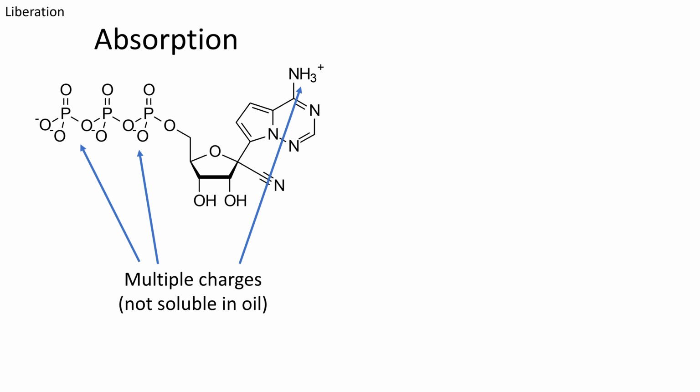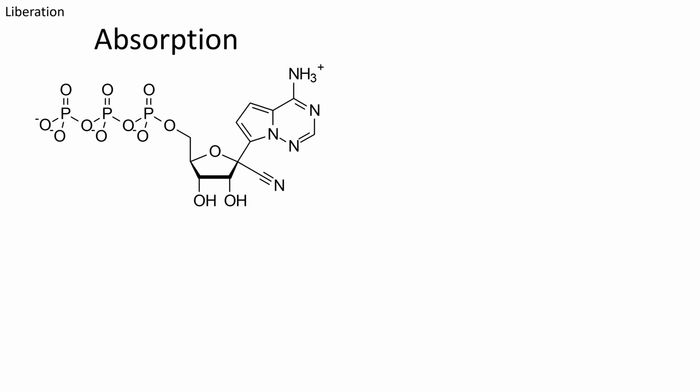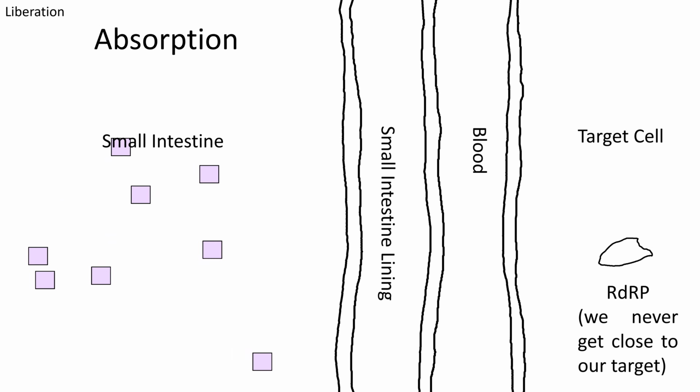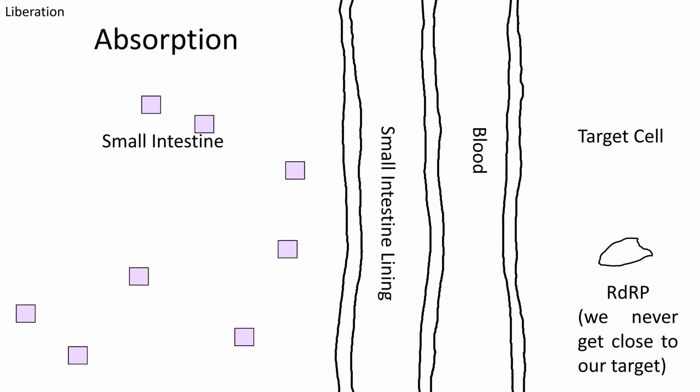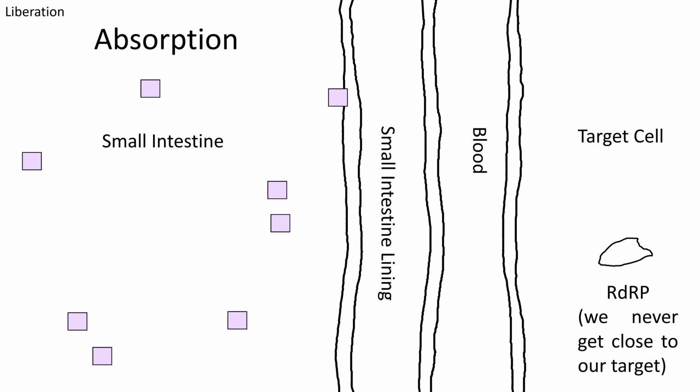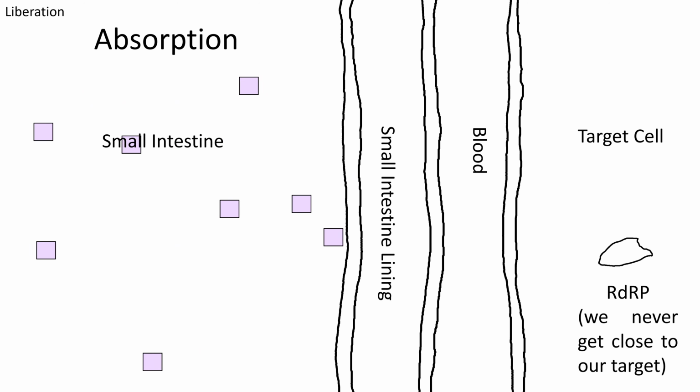This is actually a problem. Remember, in order to get from the small intestine to the bloodstream, and in order to get from the bloodstream to the cell, our drug is going to need to cross cell membranes. The inside of these membranes is chemically very similar to olive oil, and there's no way that remdesivir is going to want to be in it, and it needs to be in it to get through it. Although these membranes are very thin, they're very potent barriers for our drug.